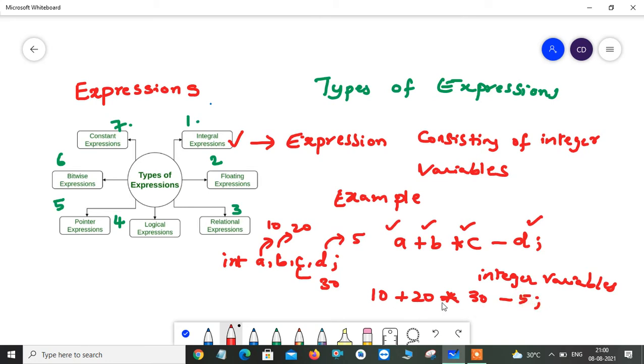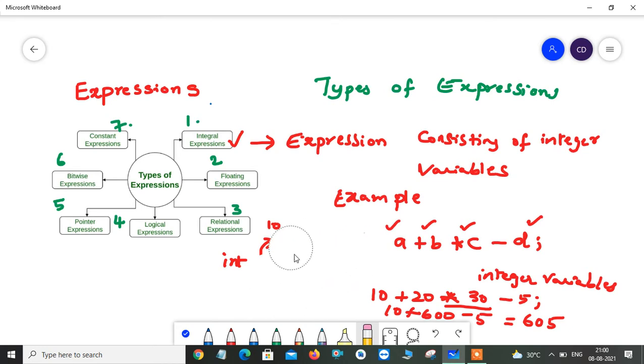Among all these arithmetic operators, multiplication has the highest priority, so it will be multiplied first, then added, then subtracted. So now you get the answer 605. Remember, whenever you use integral expressions, the value it gives is an integer, so the output it returns is of integer data type. So this is about integral expressions.